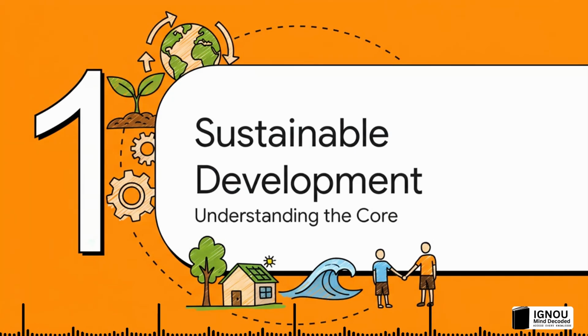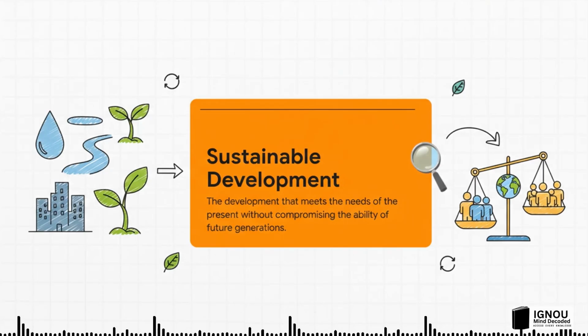All right, first up, let's tackle this big phrase, sustainable development. You probably hear it all the time, right? But what does it actually mean? Let's get a crystal clear idea. Okay, so this is the official definition you absolutely need to know, coming all the way from 1987. The most important word here is balance. It's about balancing what we need right now with what people are going to need in the future.